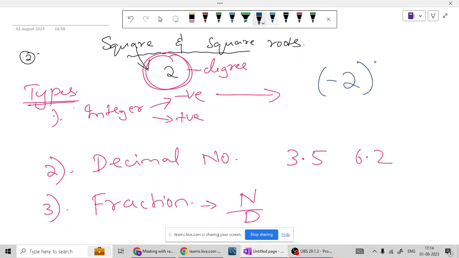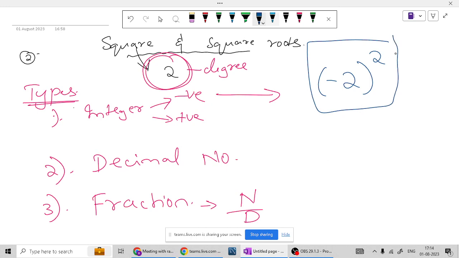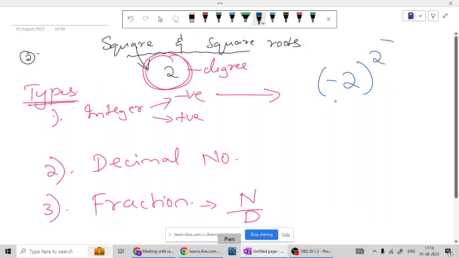Minus 2 to the power of 2. This is a negative integer. According to which chapter is this? Which topic? If you have anything to the power of 2, it's exponents. The base is minus 2 and we have exponents. In the exponents chapter, which law do we apply here? Power law.